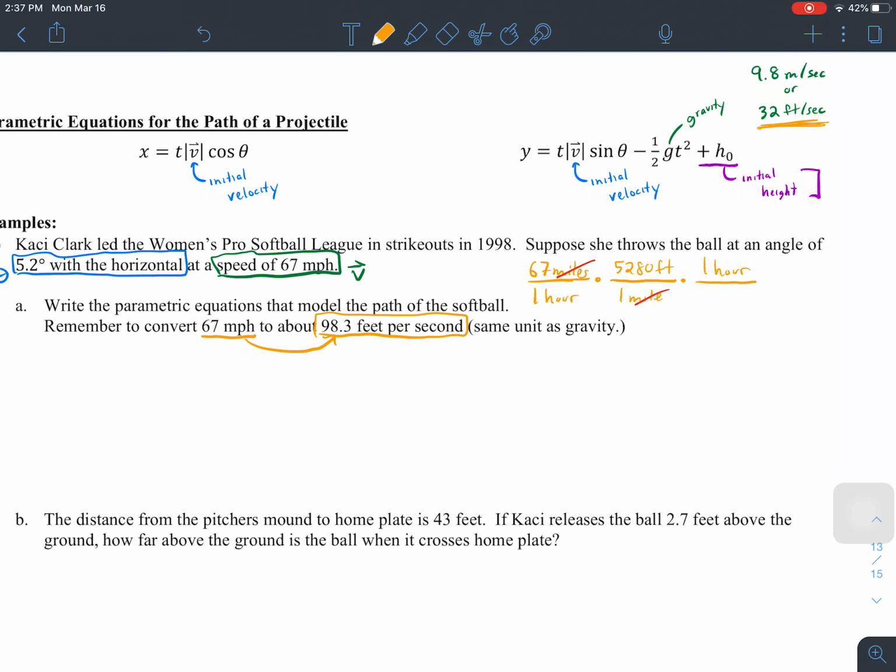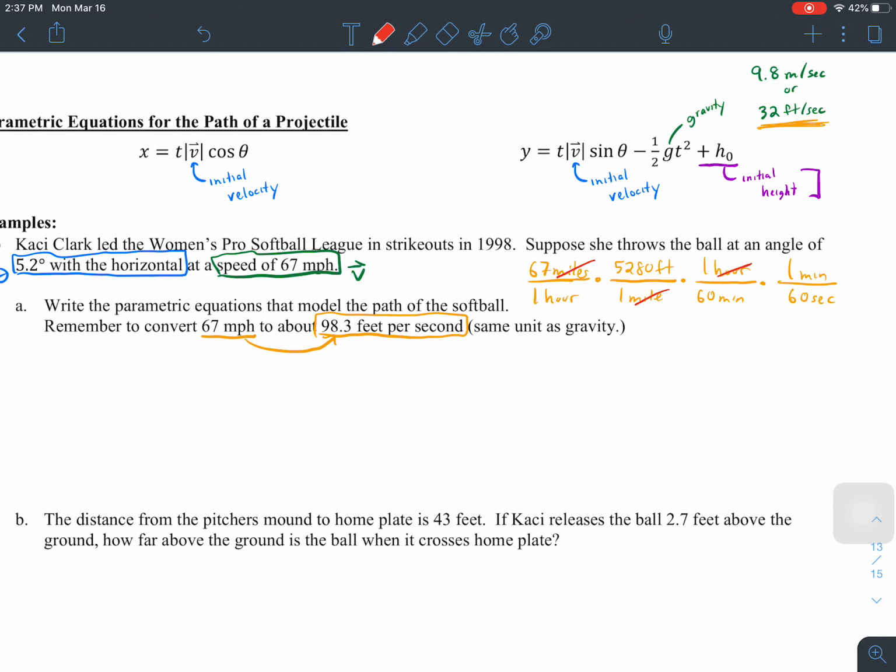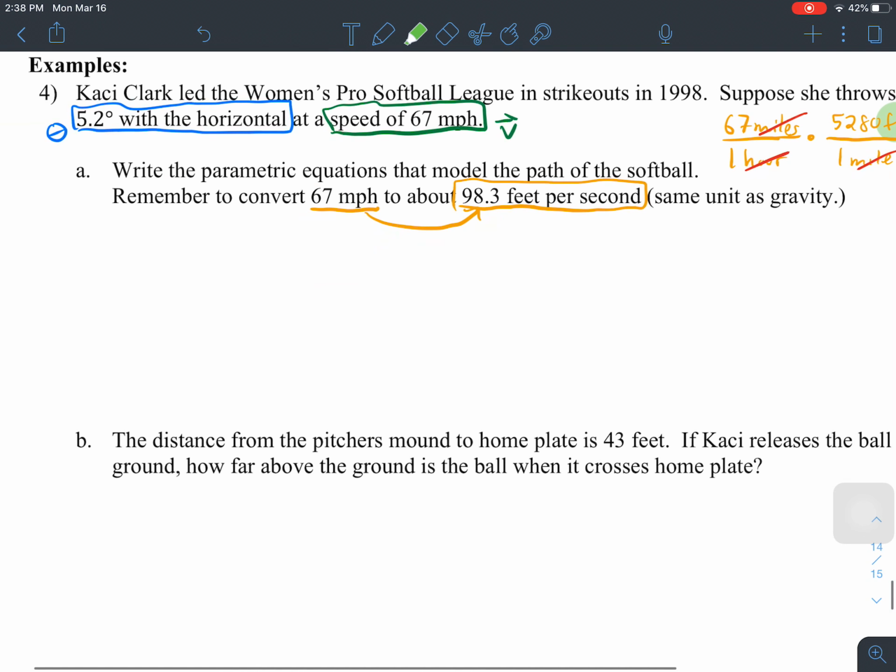So I know 1 hour is 60 minutes. And I know 1 minute is 60 seconds. So now the hours cancel, the minutes cancel, and I get my feet per second remaining. So I would take 67 times 5,280, and then divide by the product of 60 times 60, and that does give you 98.3 feet per second. It was given in the problem, but it's nice to be aware of how to do the conversion.